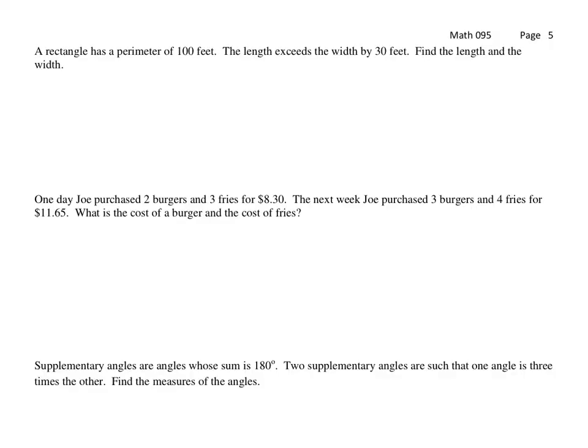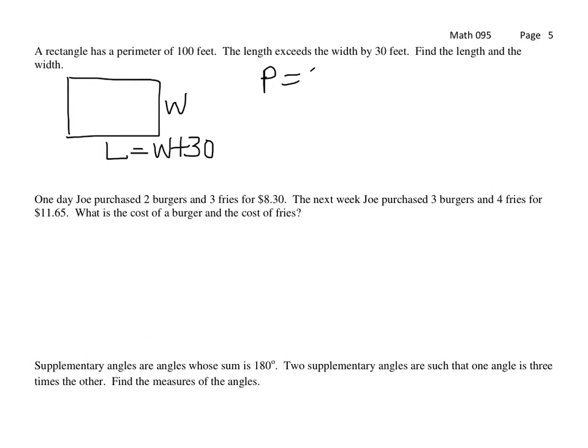A rectangle has a perimeter of 100 feet. The length exceeds the width by 30 feet. Find the length and the width. We can draw a picture of the rectangle. It has two dimensions, length and width, and the length exceeds the width by 30 feet. We know that the perimeter of a rectangle is twice the length plus twice the width. It's just the distance around the outside of the rectangle. The perimeter is 100.